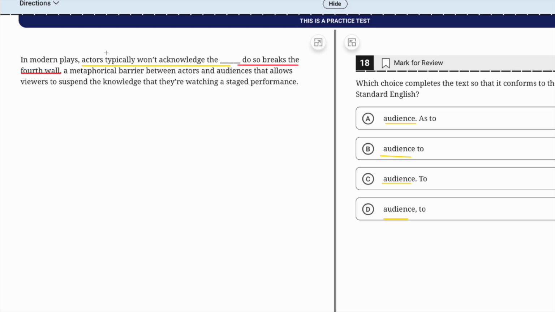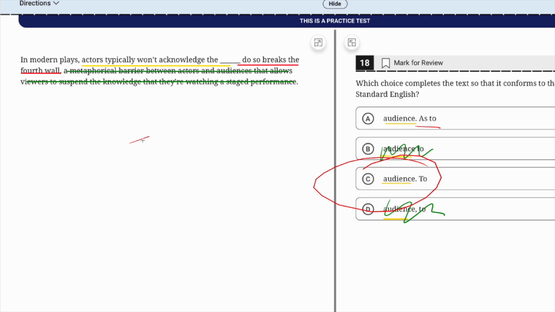And then what comes after it, that's a long appositive, a metaphorical barrier between actors and audiences that allows viewers to suspend the knowledge that they're watching a stage performance. So we don't need to worry about that part. But we have 2 independent clauses. That means we can get rid of the ones that don't have any hard punctuation. And now the difference between A and C is that A creates another problem. A gives us a period, but then the portion after the period would be a fragment, as to do so breaks the fourth wall. C is going to be correct. That is a little bit tricky.